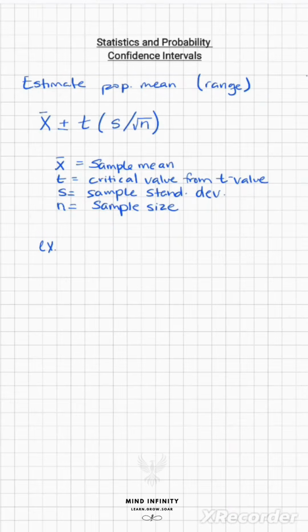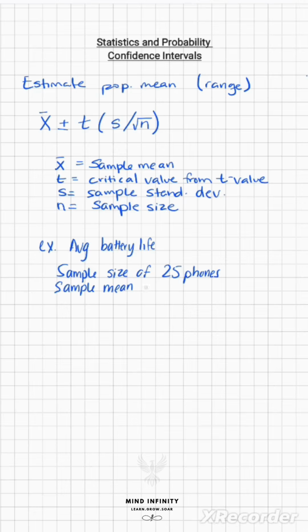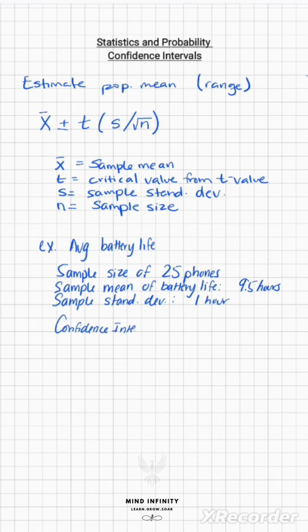So let's say we want to estimate the average battery life. We have a sample size of 25 phones. We have a sample mean of battery life of 9.5 hours. We have a sample standard deviation of 1 hour. Our confidence level is 95%.